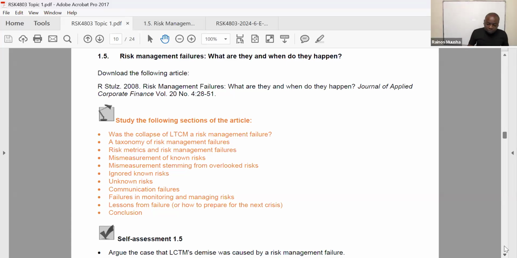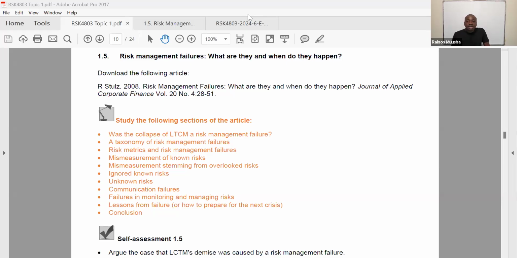So unit 1.5, we look at risk management failures. What are they and when do they happen? Which means for us to say, yes, this was a risk management failure, we need to be able to identify the cases or the points that need to be ticked for us to say, based on what we've identified here, we can comfortably say this was a risk management failure.